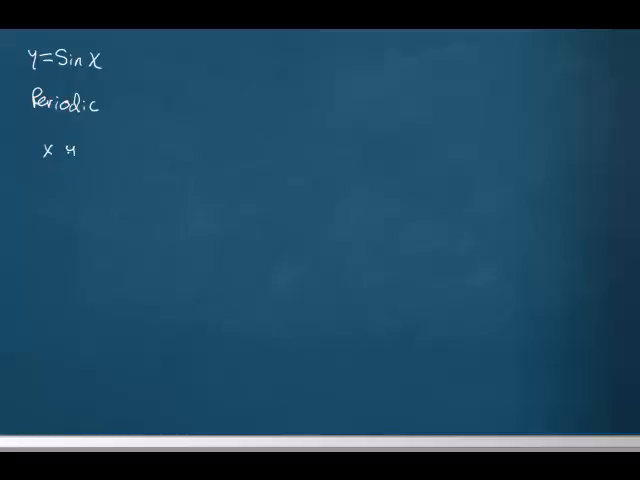Let's start by just plotting some values here for the sine function. Let's start at minus 2 pi, and we'll go around here. Let's go to minus 7 pi over 4, minus 3 pi over 2, minus 5 pi over 4, minus pi, minus 3 pi over 4, minus pi over 2, minus pi over 4, and then 0.